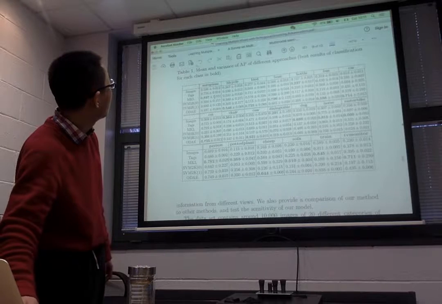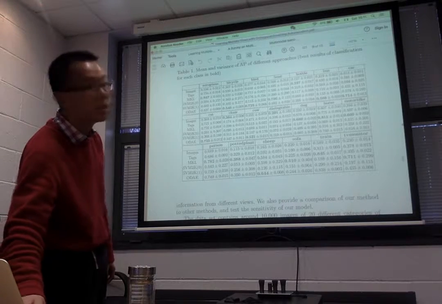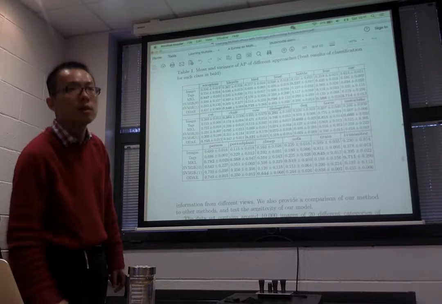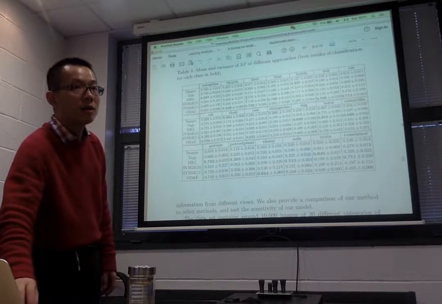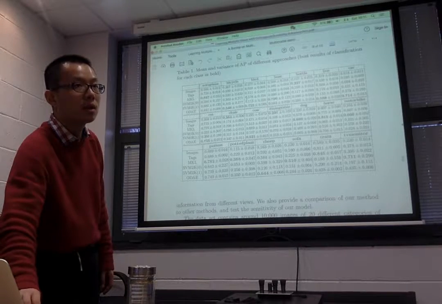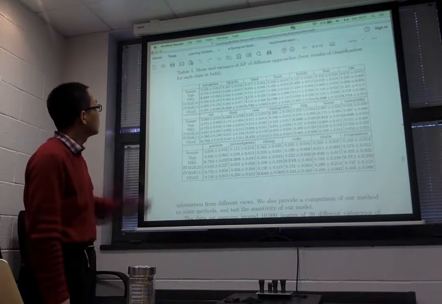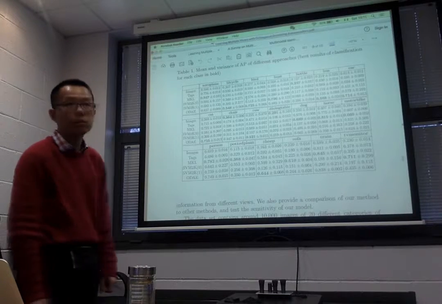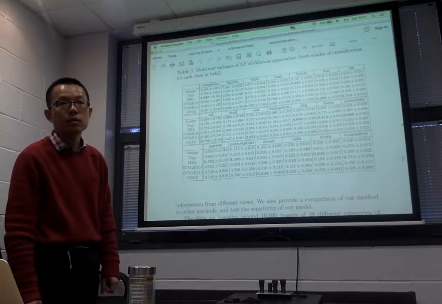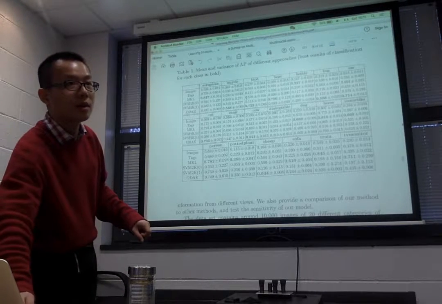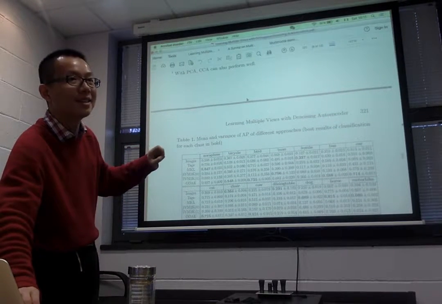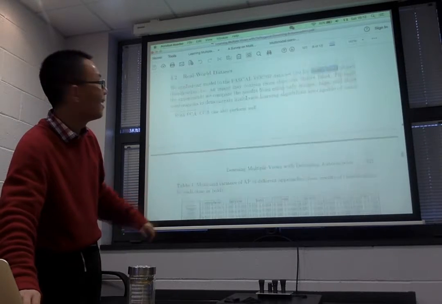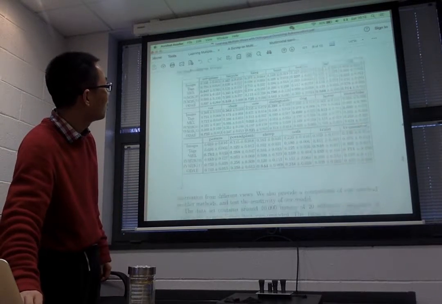No. It is the mean of the AP, average precision. It is a kind of evaluation. What is AP? Average precision. Okay. So this is actually the precision score of the system performance, right? No, this is the AP, average precision. It's different. So do they have a recall score or not?